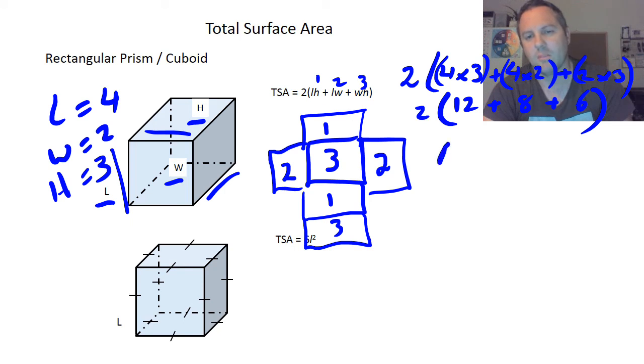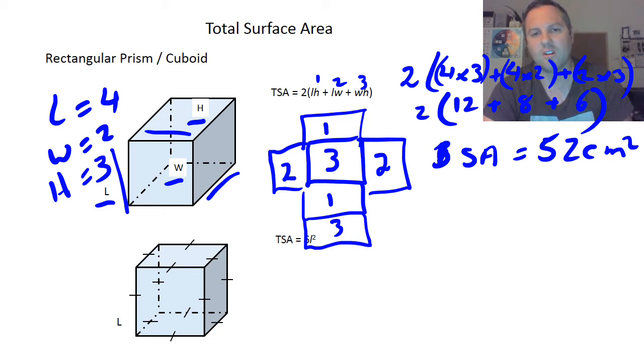So the surface area is going to equal 12 plus 8, which is 20, plus 6, which is 26, times 2, which is going to give you 52 centimeters squared. So that's going to give you the total of this whole shape when it's unraveled.